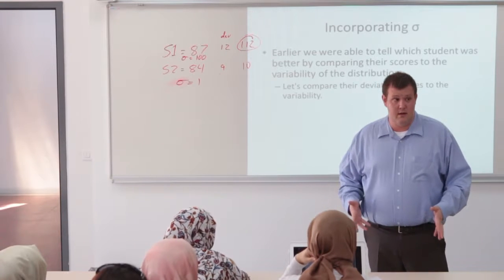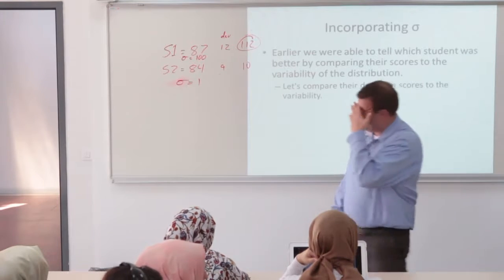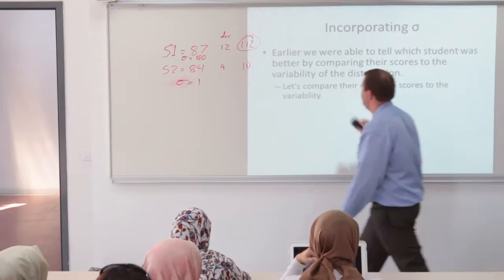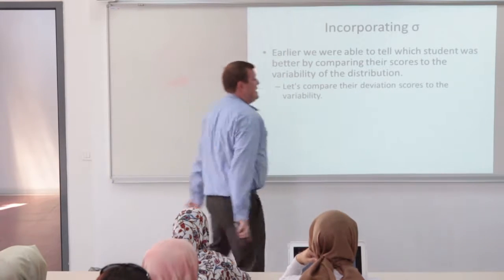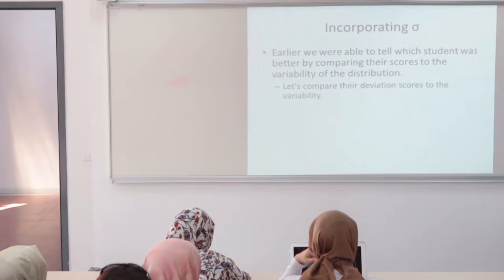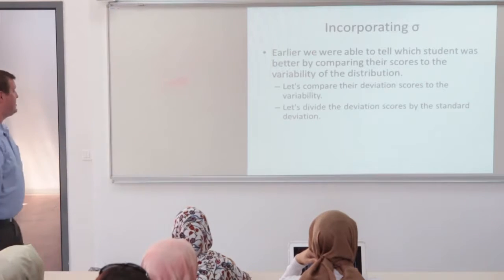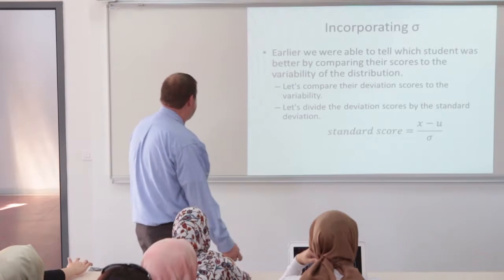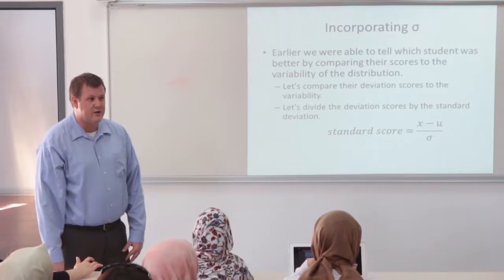Do we need to divide? Divide the deviation by sigma or something? Maybe what we don't want to do is add. Maybe what we want to do is divide. You're absolutely right. Let's divide the deviation scores by the standard deviation. This will give us the standard score.